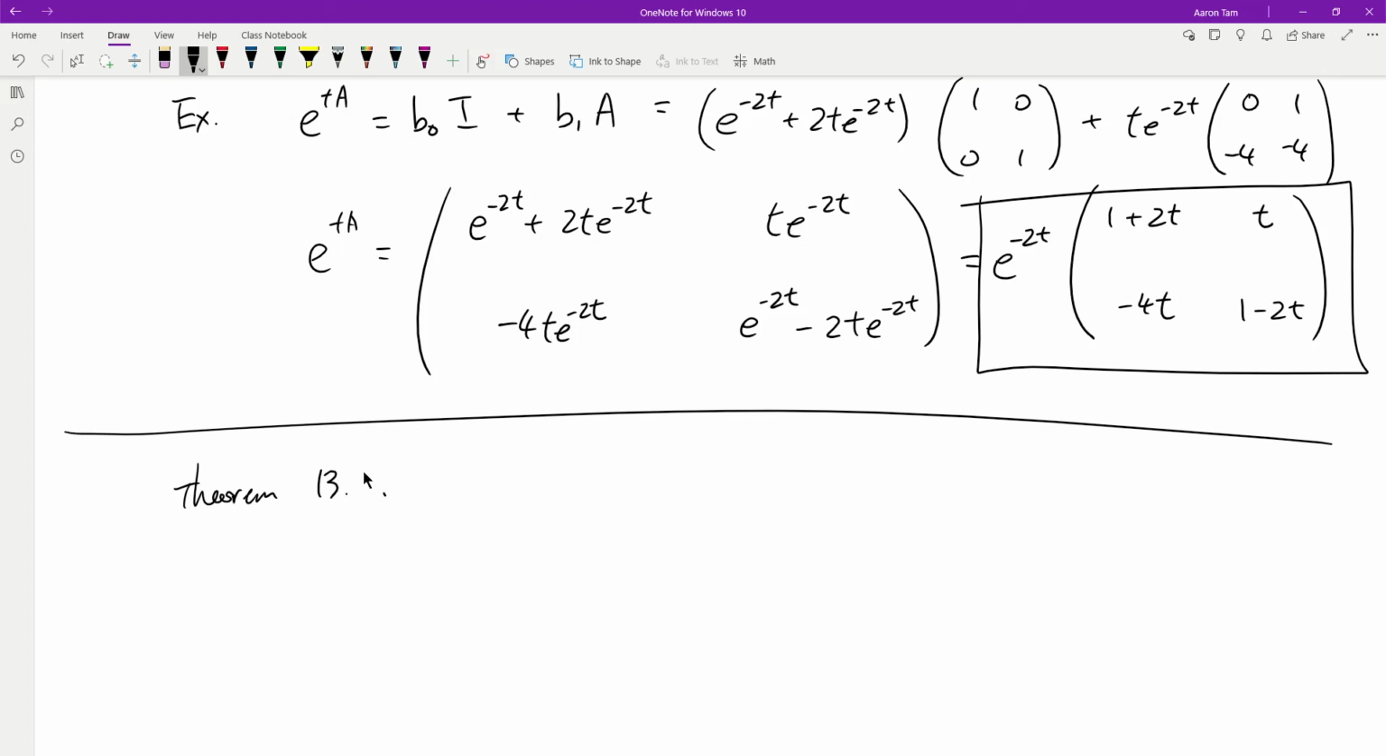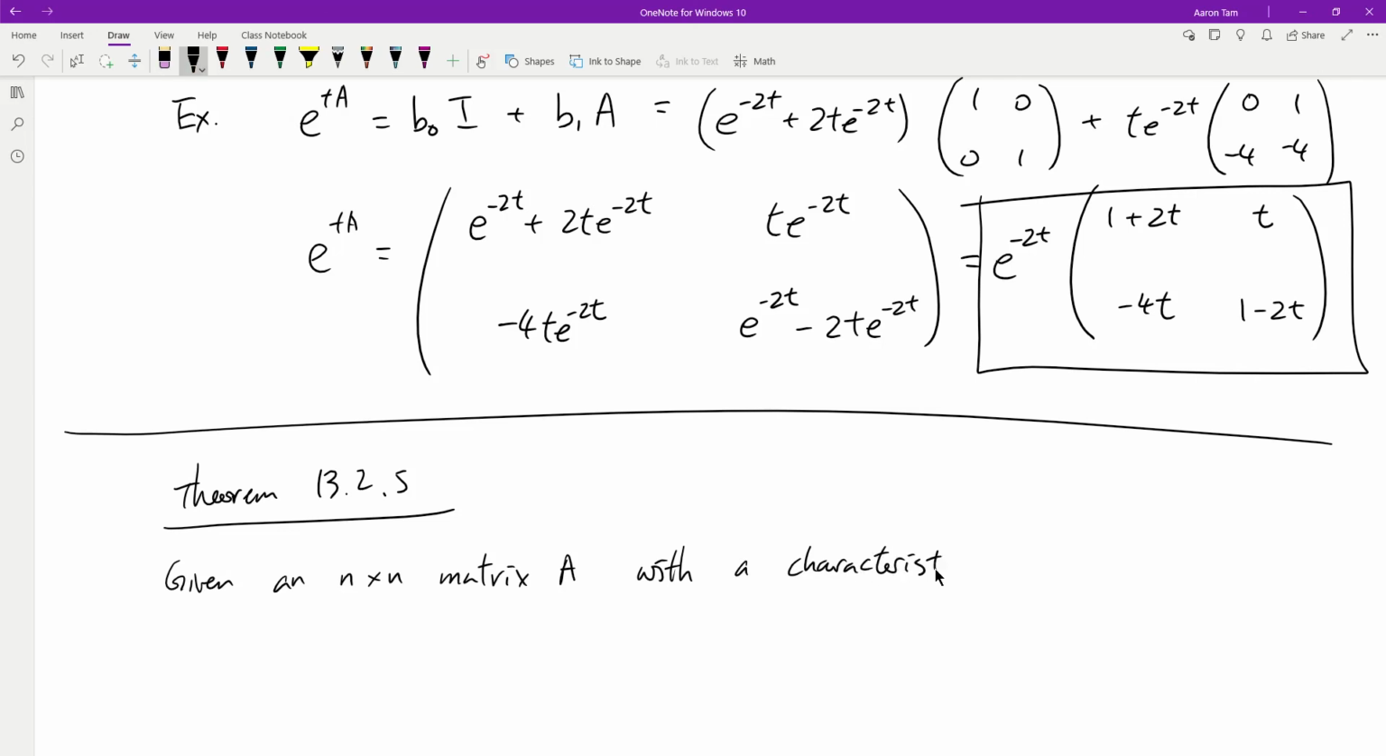13.2.5. And hopefully I have enough time to show you what the theorem is. Let's say given an n by n matrix A with a characteristic equation. What is the characteristic equation? That's the equation you use to find eigenvalue.